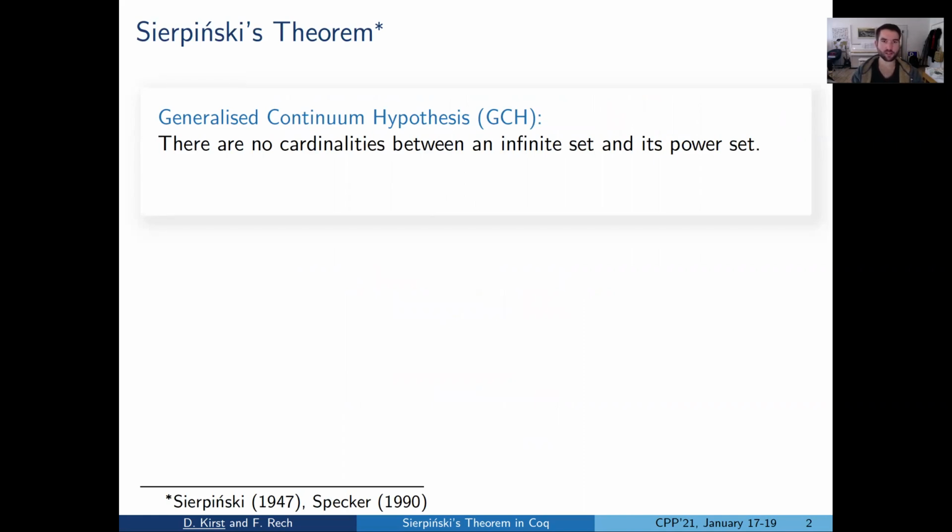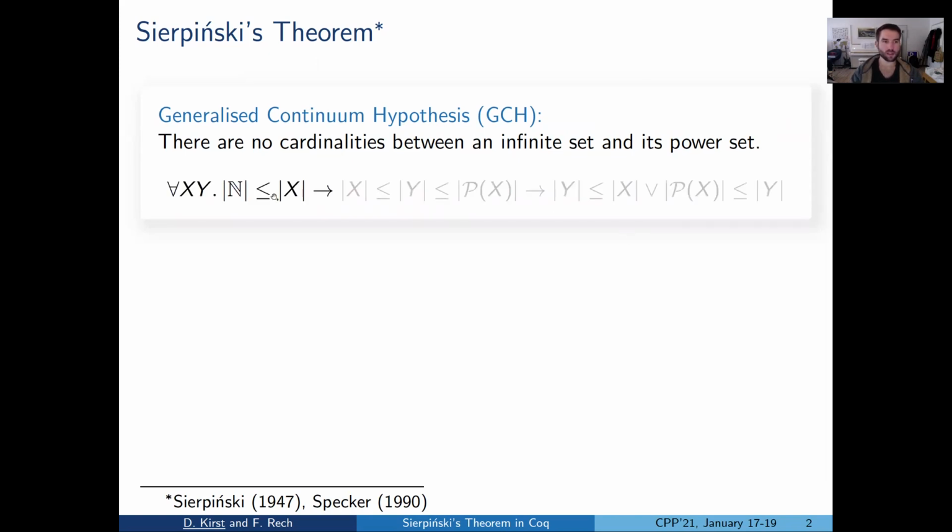The generalized continuum hypothesis is a set-theoretic principle that asserts that there are no cardinalities between an infinite set and its power set. More formally, this means that if I have an injection of the natural numbers into some set x, so by this x is infinite, and I have a second set y, which is squeezed in between x and x's power set, then one of these comparisons must be invertible. So either y is below x, or the power set of x is below y.